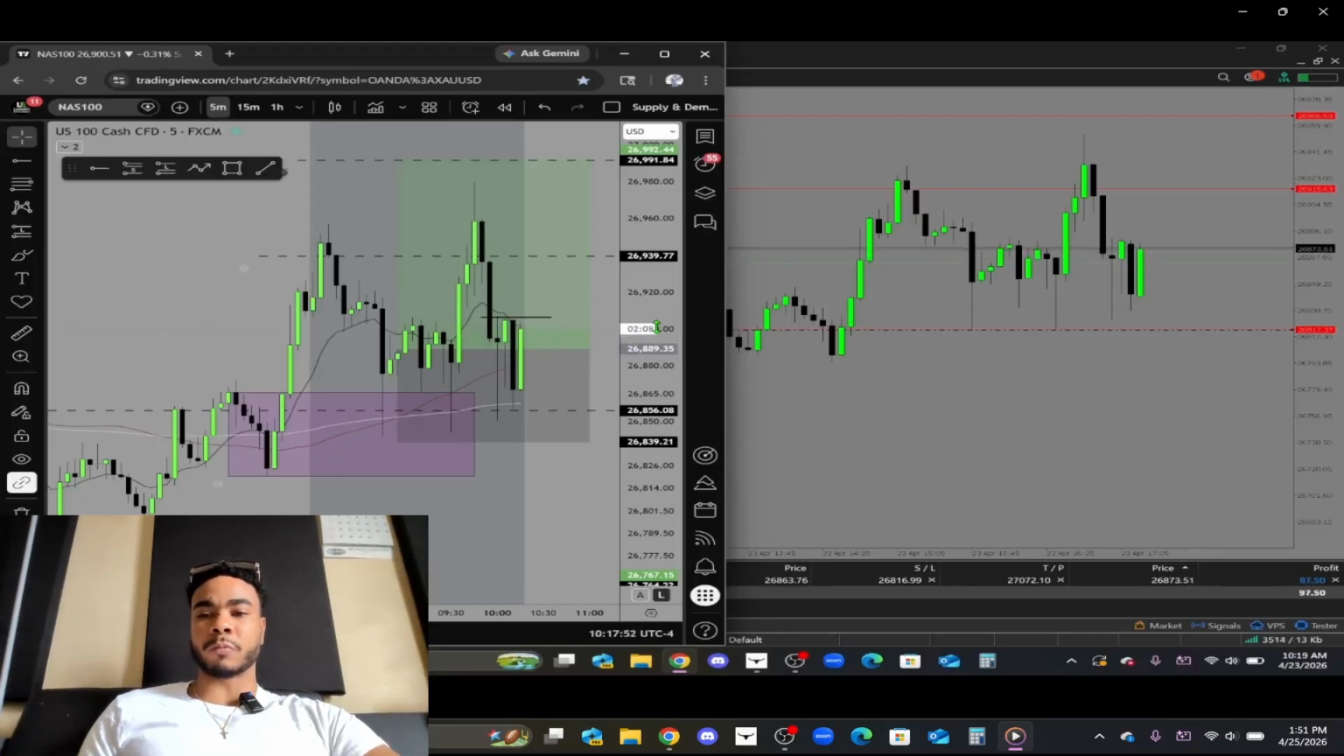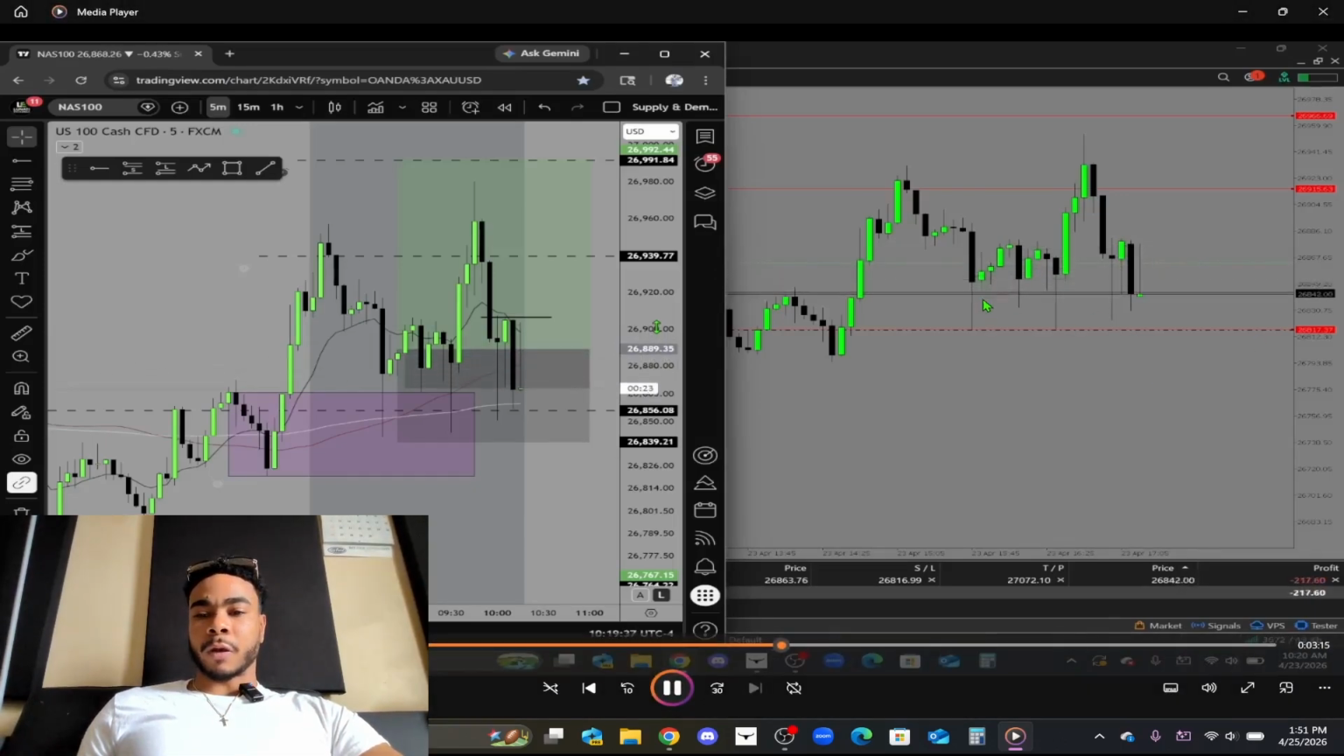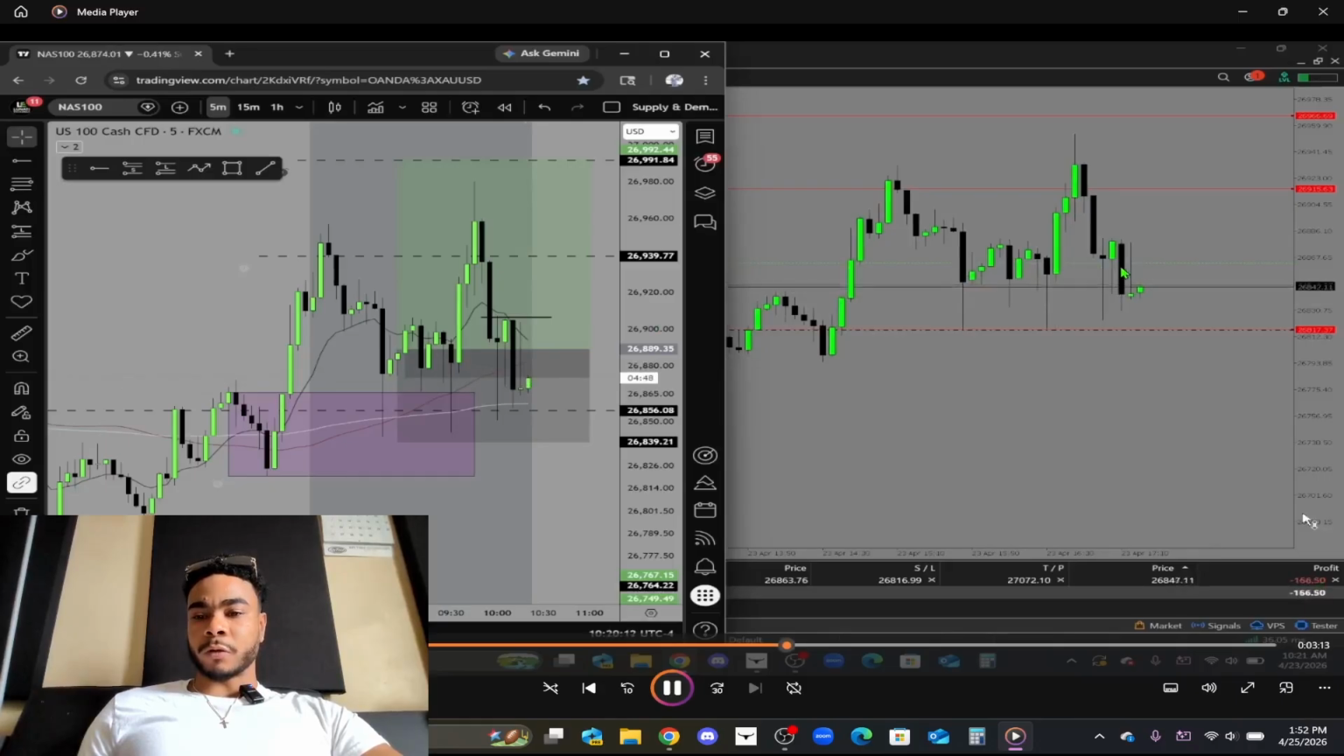My analysis was on point. The trade played out. I didn't have to do anything, because right now I would have got stopped out so many times if I had my stop loss at break even, or if I moved my stop loss halfway once price surpassed my 1-to-1 target. I would have got stopped out.